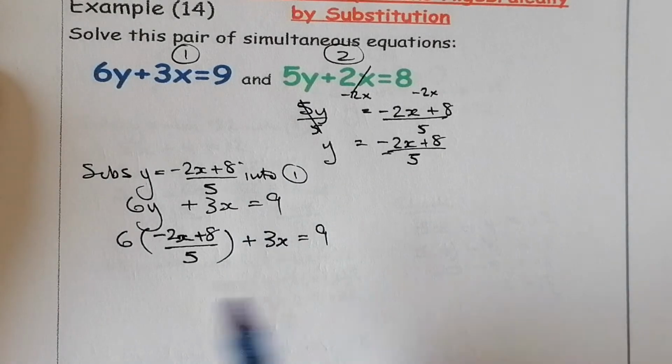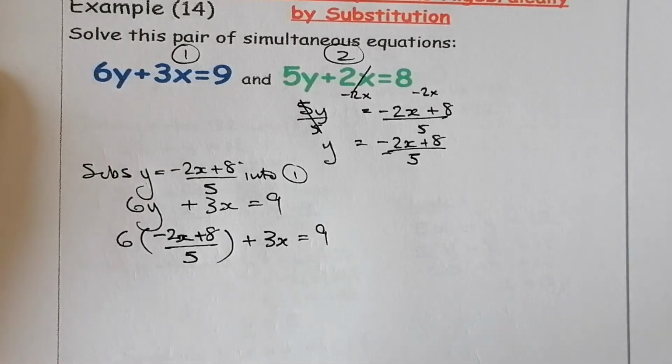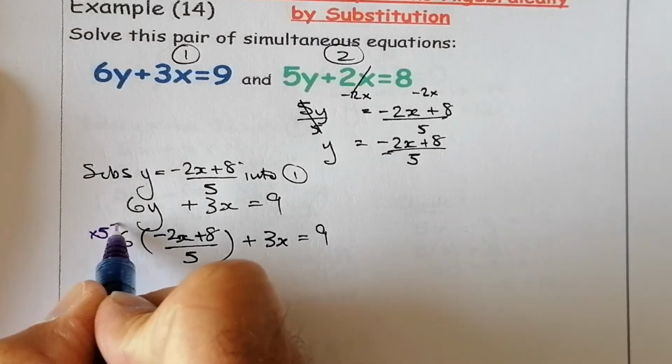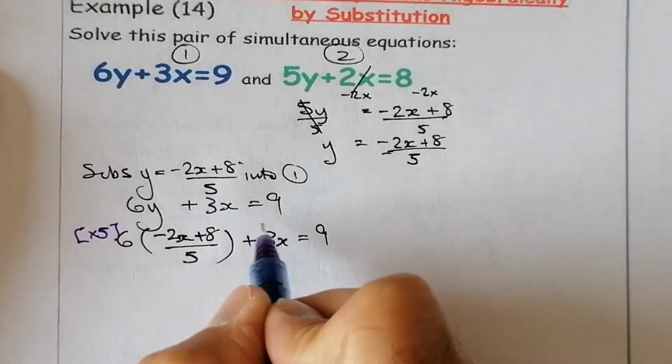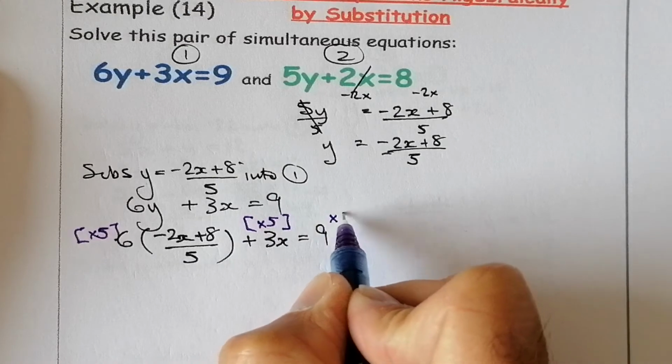So the number that we're going to multiply throughout by on the left and the right hand side is going to be 5. So I'll times this side by 5. I'm just putting that in a wee square bracket. I'll times this one by 5 as well. And I'll times this by 5 as well.